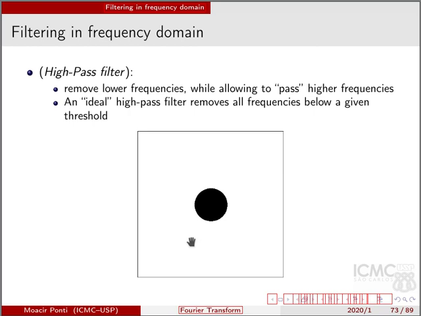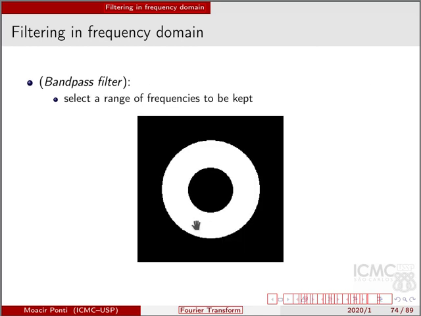Similarly, an ideal high-pass filter removes all frequencies below some given threshold. This means that we use a circle as a pattern for this filter. A bandpass filter selects a range of frequencies to be kept while removing all other ones. In this case, I'm using a ring to define all frequencies at UV that I want to keep, while discarding lower and higher frequencies.